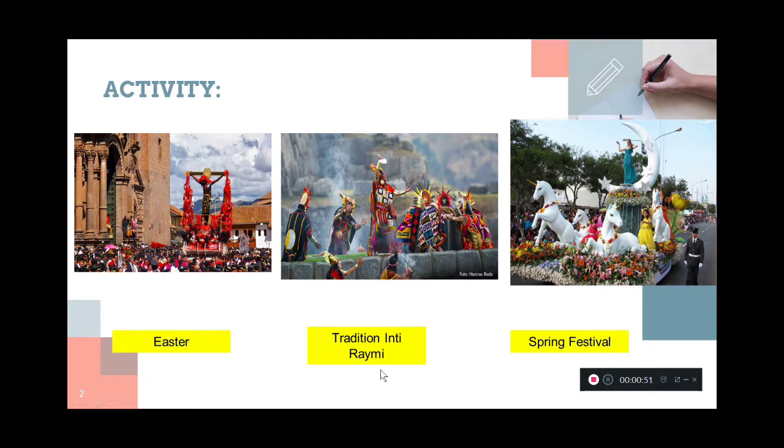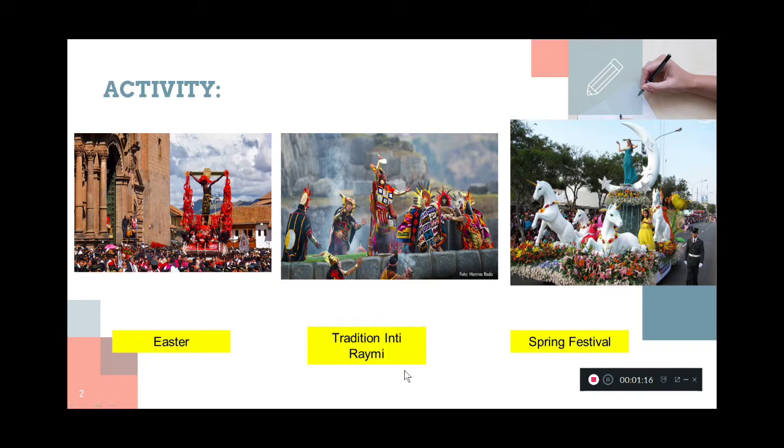Si hablamos por el otro lado, the Inti Raymi tradition, in this case takes place in Cusco. This is a religious ceremony. Usually they do this because they have their own god, in this case, the sun god.